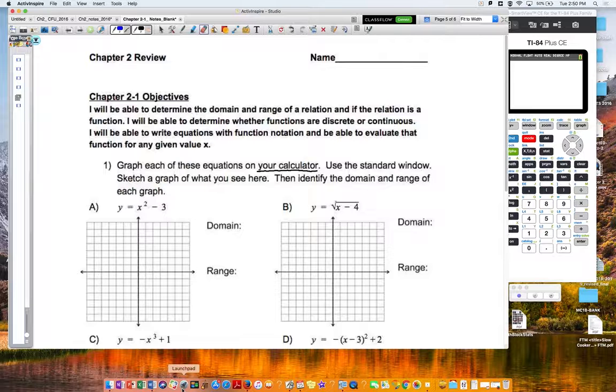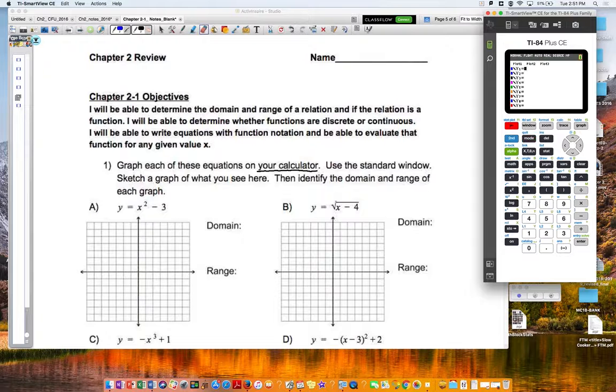All right, so to sketch it on our calculator, first and foremost, I'm going to go to my y equals. And I'm going to graph this first equation. It says y equals x squared minus 3. So here's my x key, squared, minus 3. Just type that in and hit graph. Now, if you are not in the standard window, hit your zoom key and select number 6. That's going to give you the standard window, similar to the graph paper that we give you here.